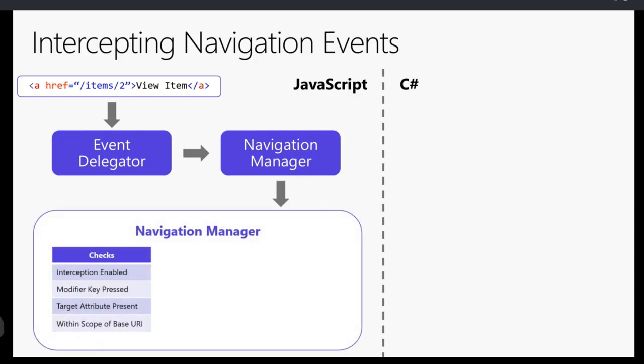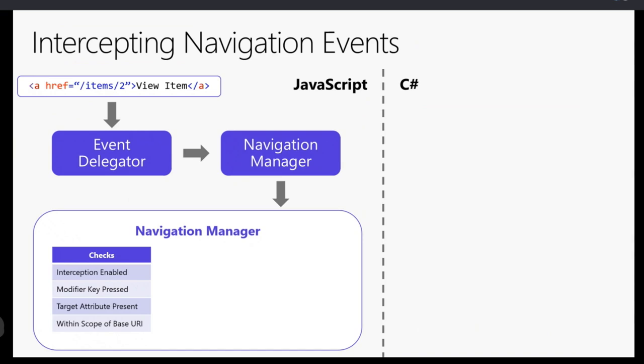The navigation manager is then going to go off and it's going to do some checks. So the first thing it's going to do is check to see if interception is enabled. Now, this is enabled by Blazor's router when it boots up, and it's quite an important check, because if the router is not there, it's failed to boot, whatever, then the navigation manager is not going to continue to handle the event because there's nothing further downstream to deal with it.